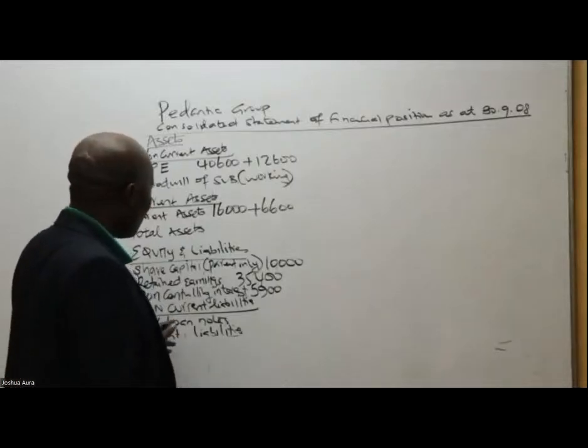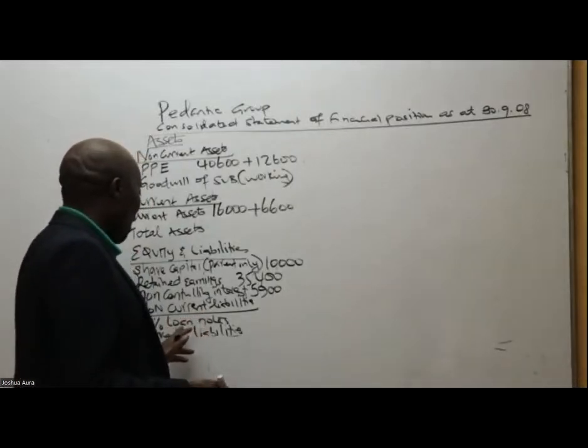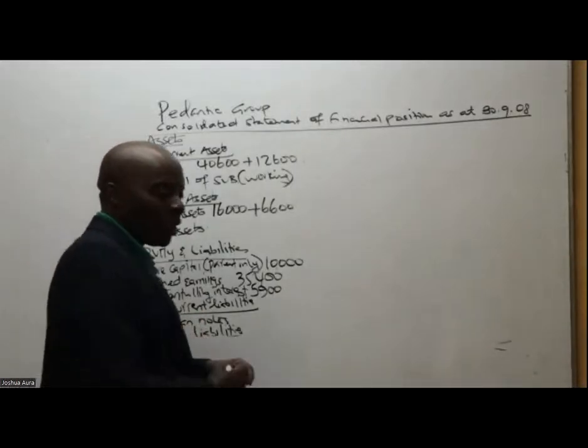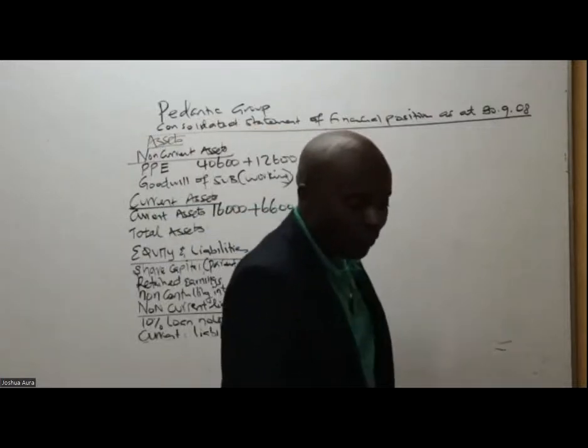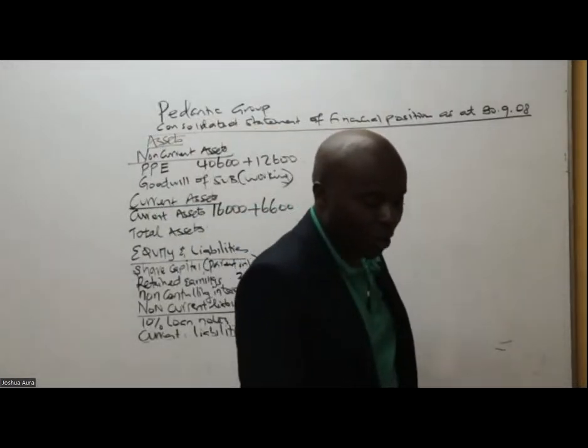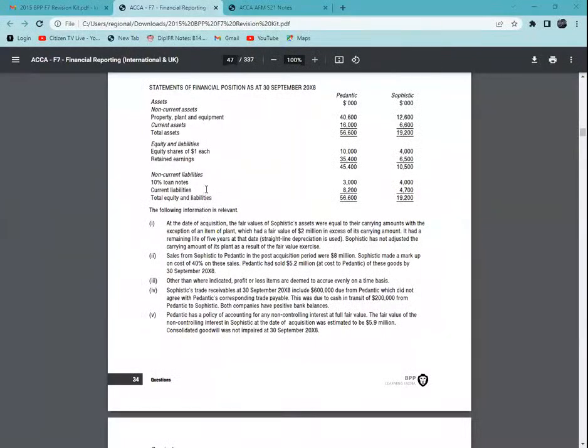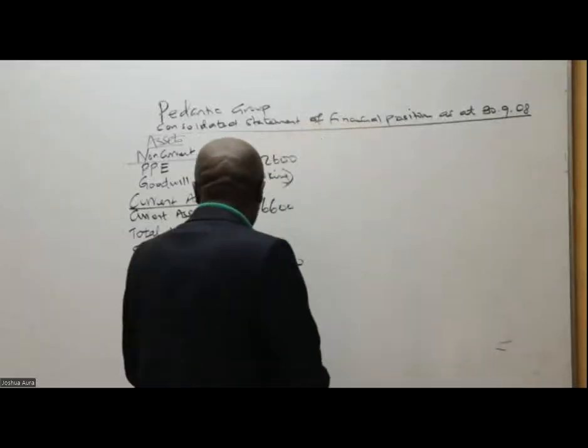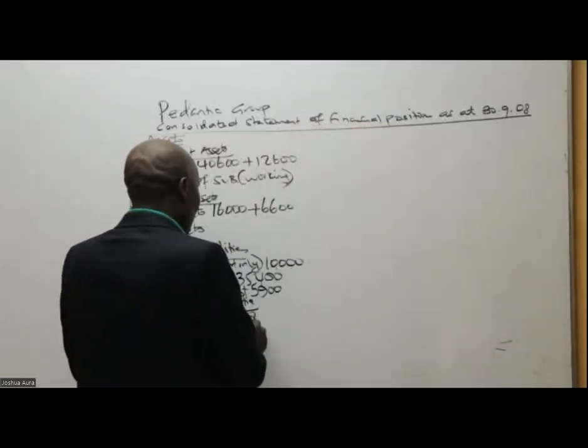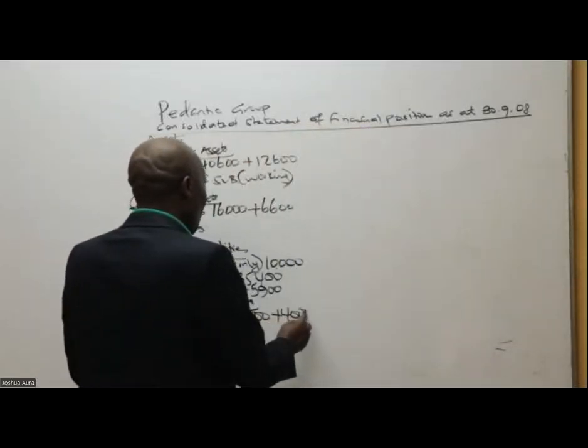And then we go to the non-current liabilities, where I'll pick the 10% loan notes. For 10% loan notes, I'm picking 3,000 plus 4,000.